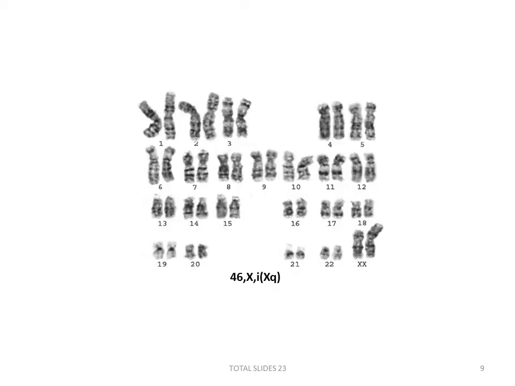Another cause of Turner syndrome is isochromosome, what is called isochromosome X of the long arm. As you see in the picture, one of the X chromosomes here is normal. The second X shows isochromosome Xq.